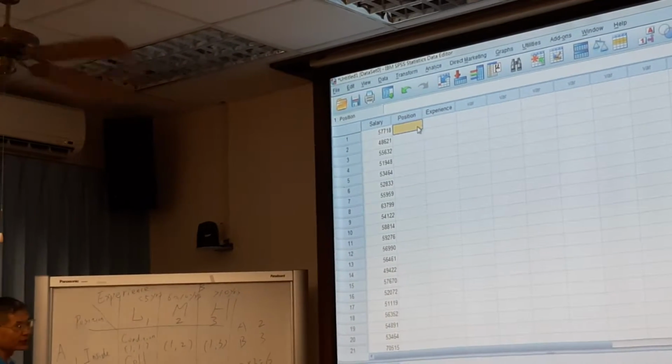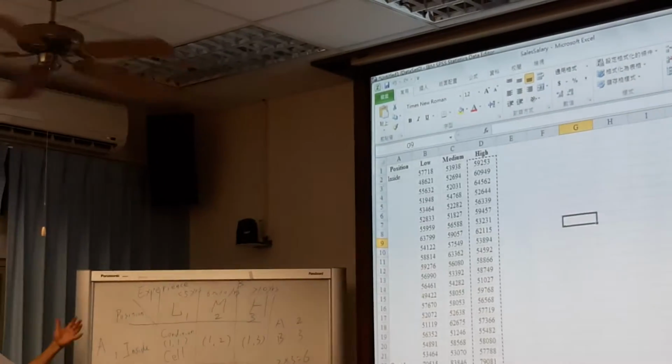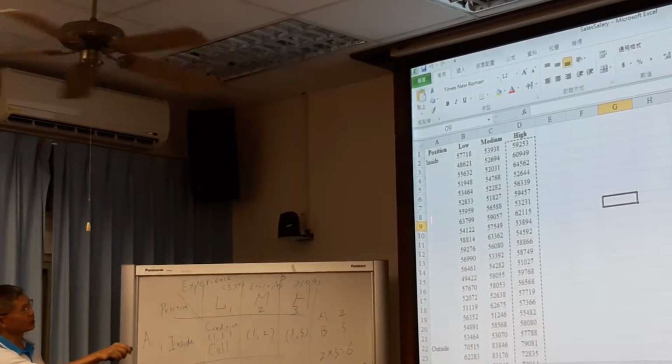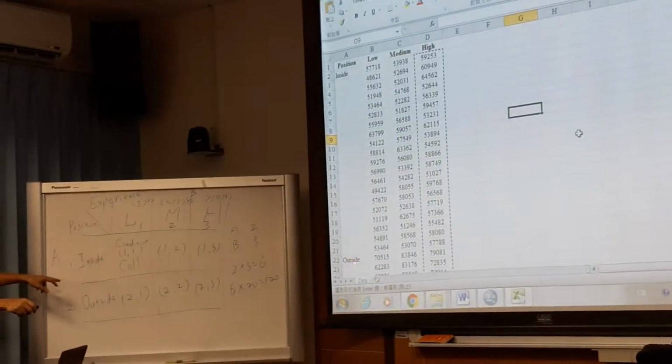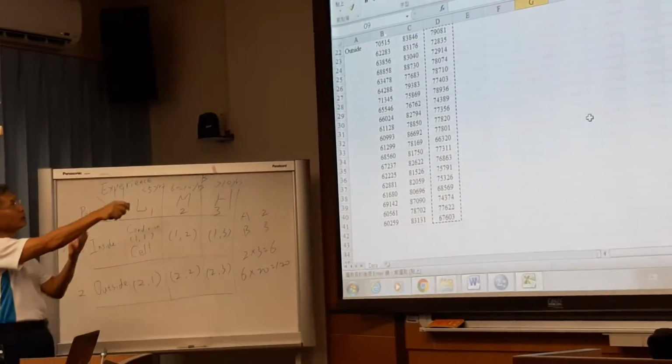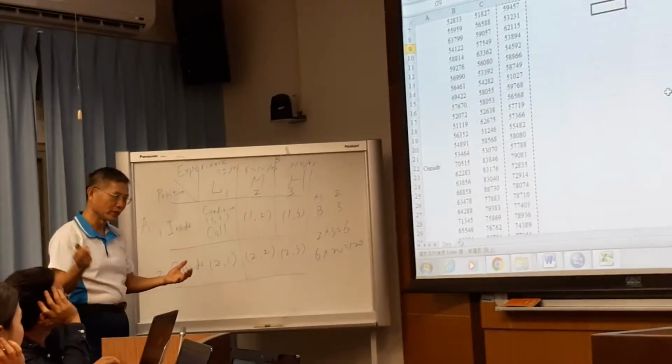What number should we have here? Can you go to the Excel? Okay, this is 1. So there are 20. That's why we copy this way. Okay, we copy this way. Now we go to the SPSS.